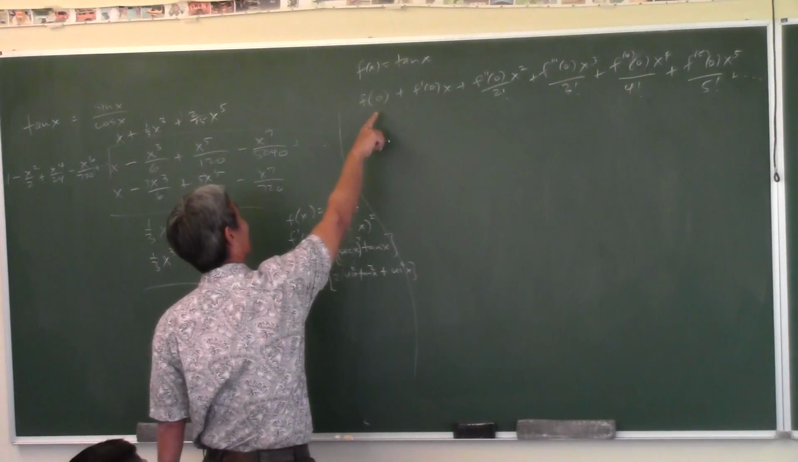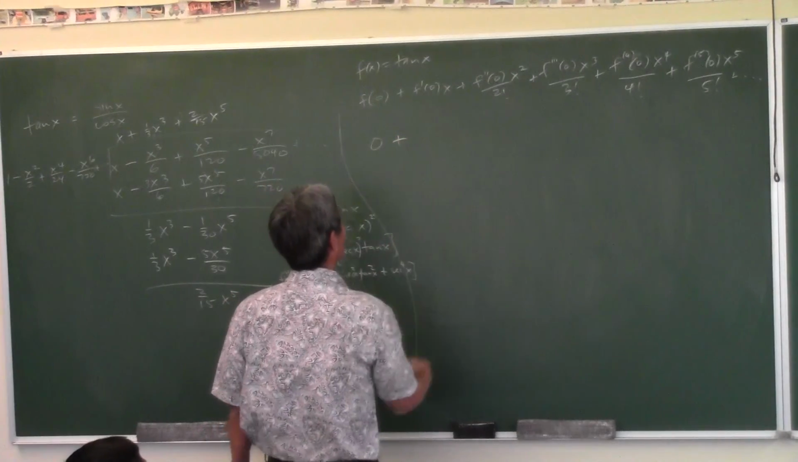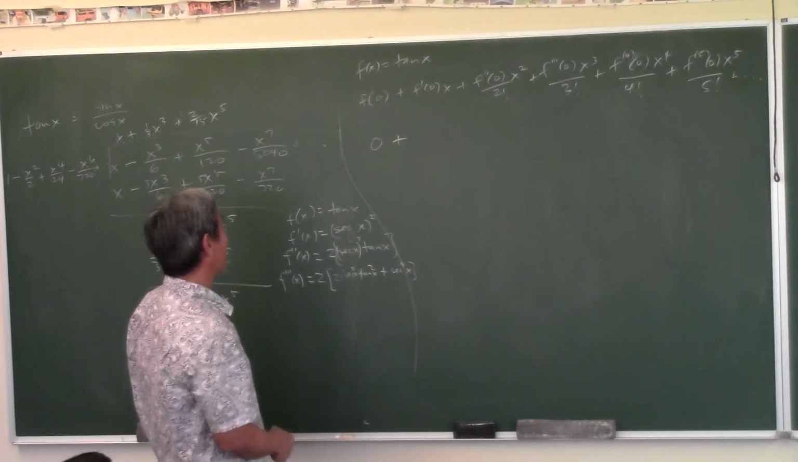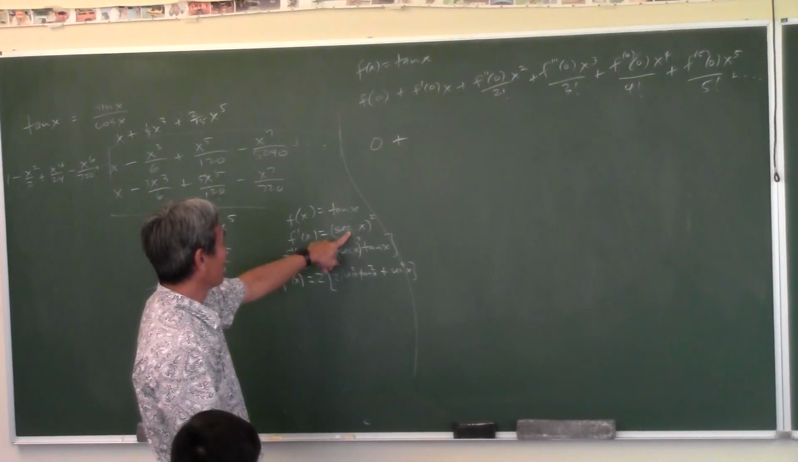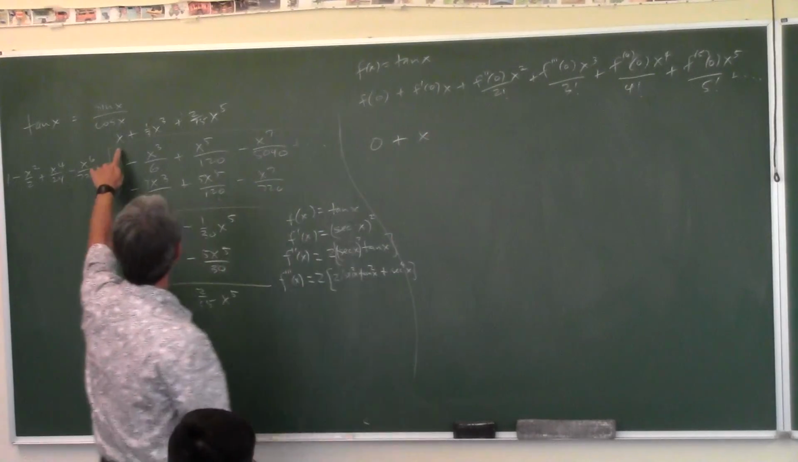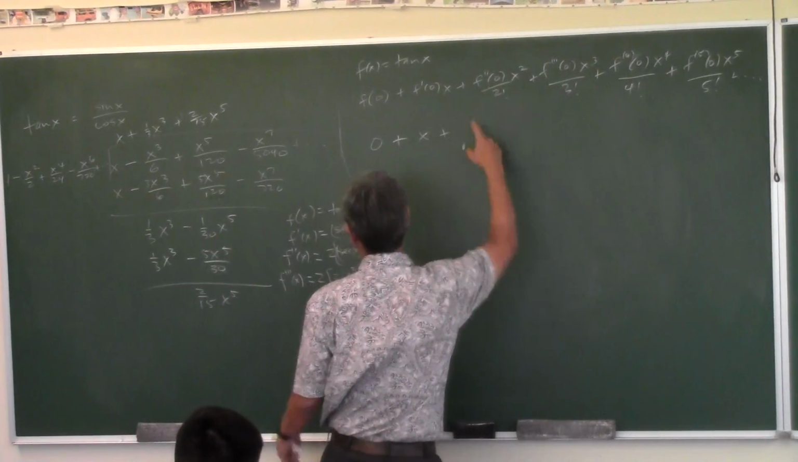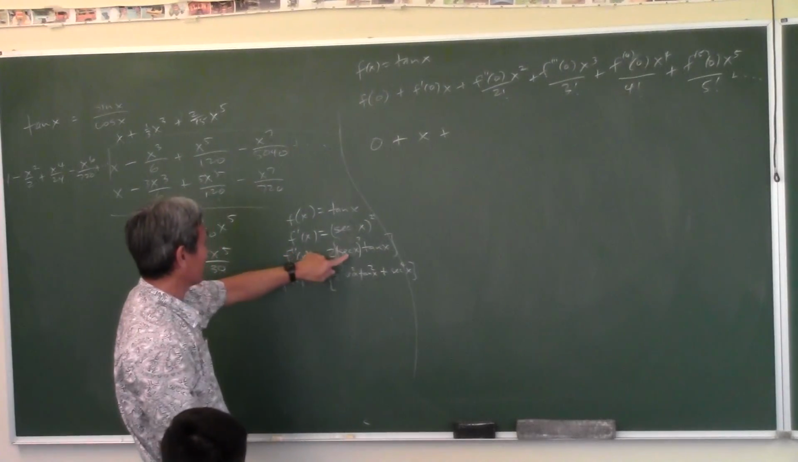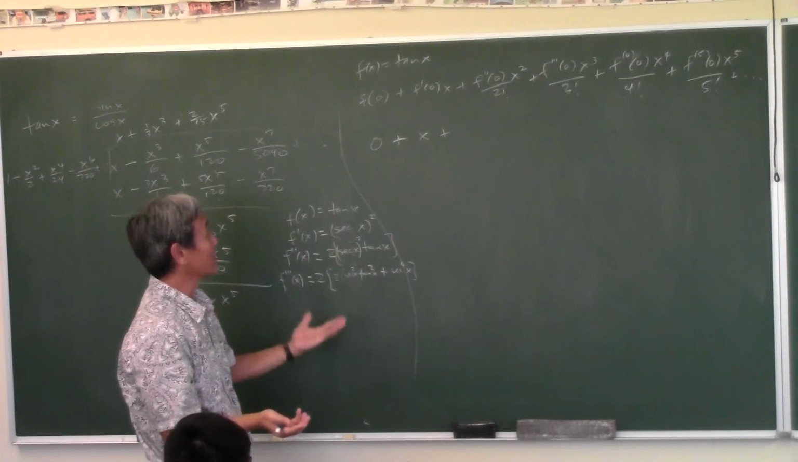And what is f of 0? 0. That's the first term. That really doesn't count as a term. Now, f prime of 0. Here's the first derivative. What happens when I plug in 0 into this? You get 1 squared, 1, times x. You get x. So it worked so far. Now, here's the second derivative. What happens when I plug in 0 here? You get 0 because tangent of 0 is 0.